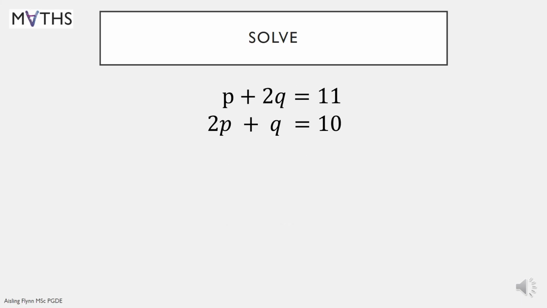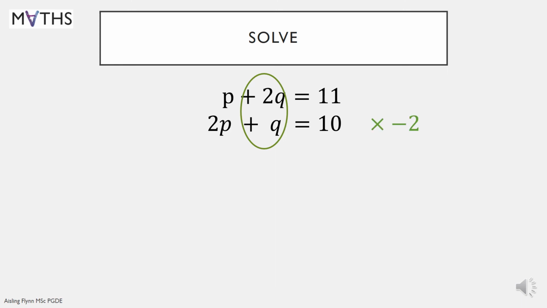Another example. So here we've got p and q. I'm going to choose to eliminate q. You can do it with p also. It's your choice. Now, what do I need to be able to eliminate q? Well, first of all, it should be 2q and 2q. But also you need one to be plus and one to be minus. So they need to be opposites to eliminate.